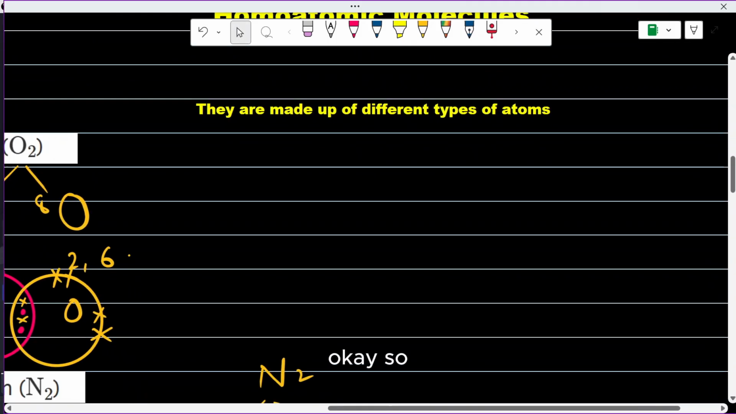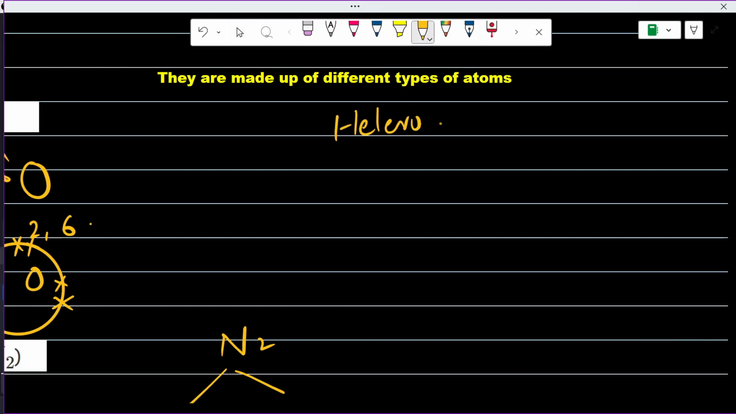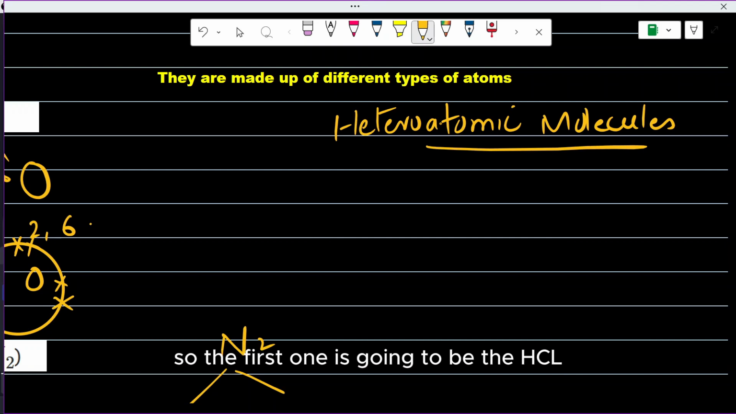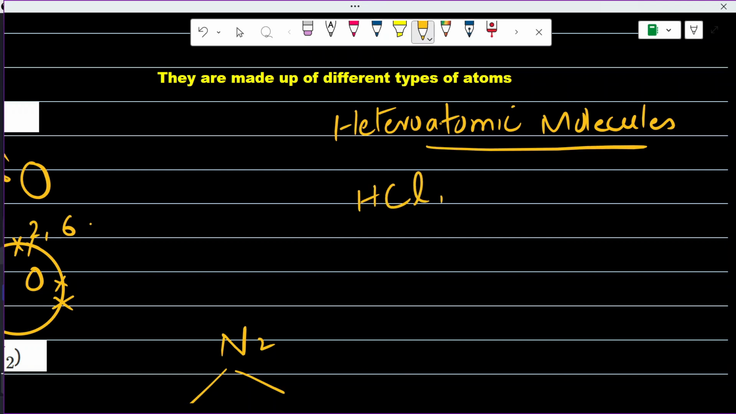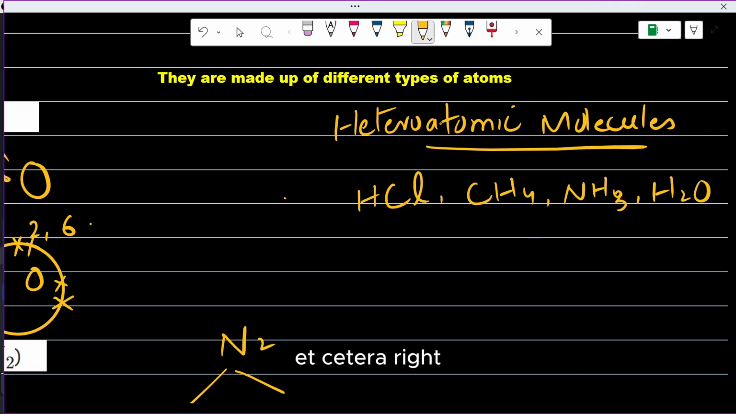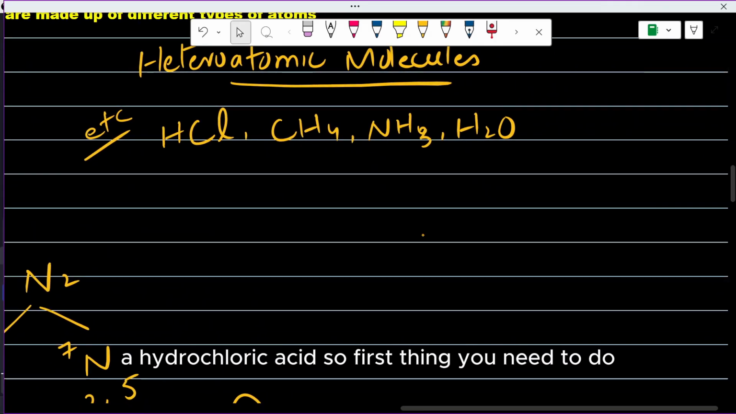Right, now let's try some of the questions from the heteroatomic molecules. The heteroatomic molecules are basically made up of different types of atoms, so we call them heteroatomic molecules. Here we have a list of heteroatomic molecules which you need to focus on. The first one is HCl, methane, ammonia, and you can take water as an example, etc.